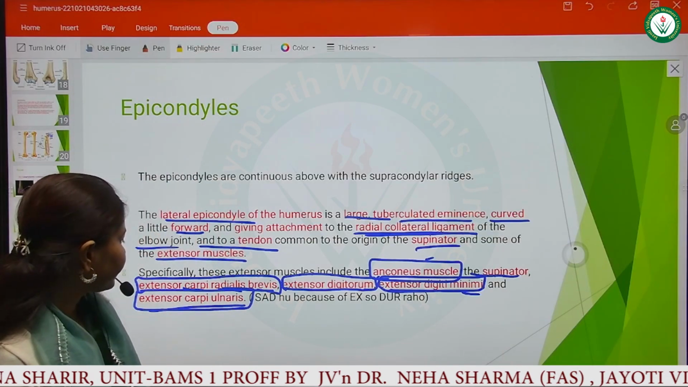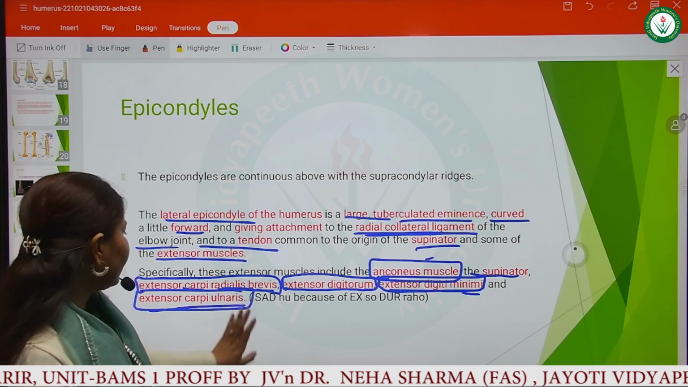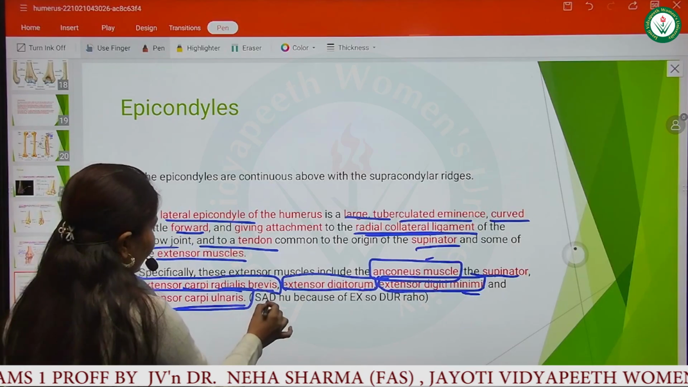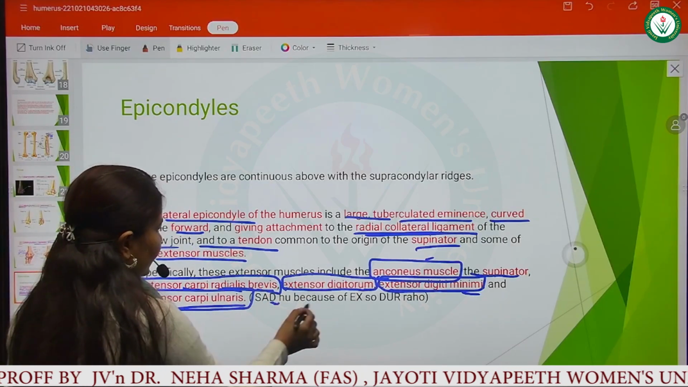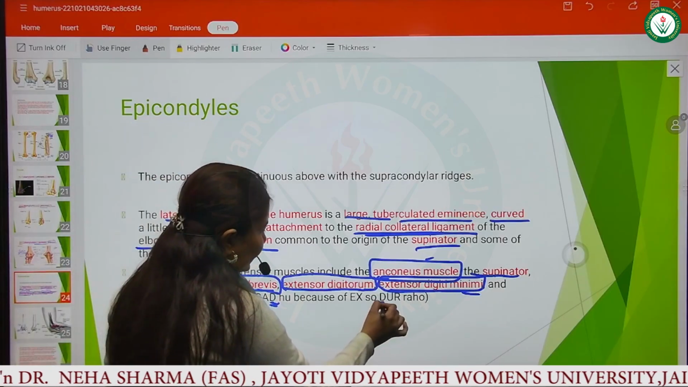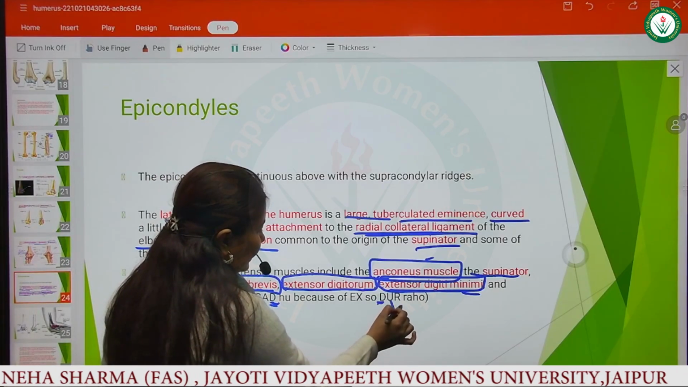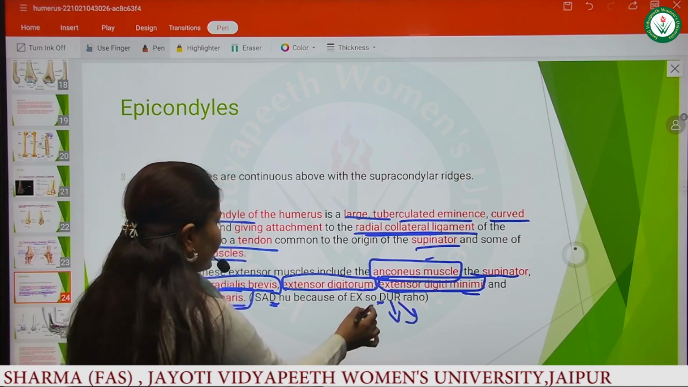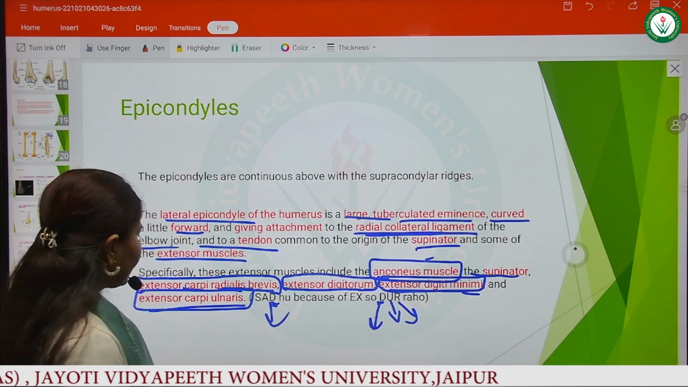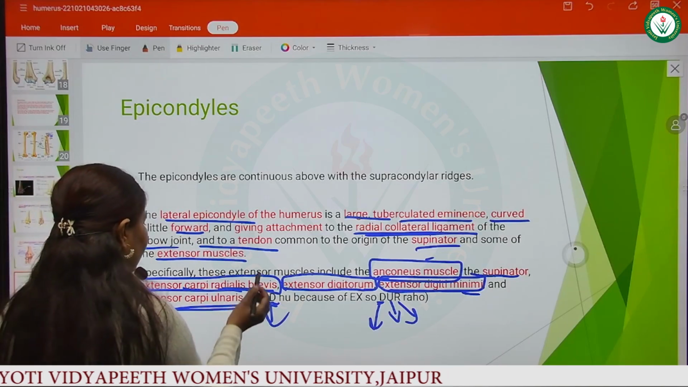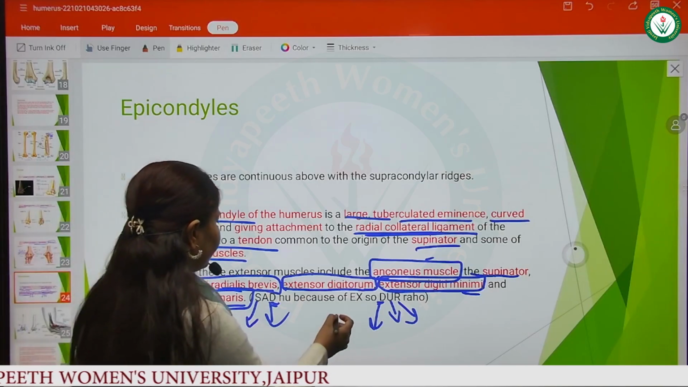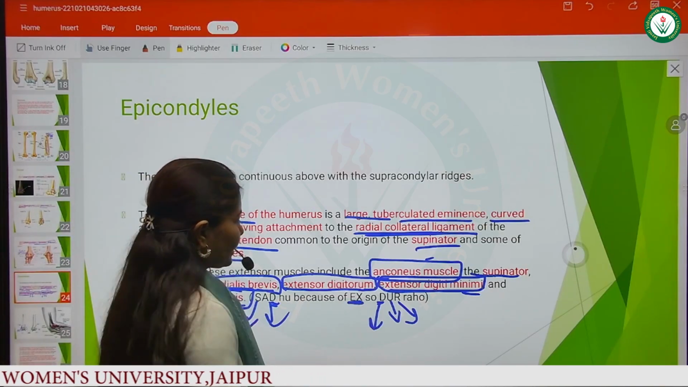A means adductor, supinator, and extensor digitorum, extensor digiti minimi, extensor carpi ulnaris. This is radialis. This is digiti minimi. This is extensor digitorum, and this is the supinator muscle, where X means extensor.